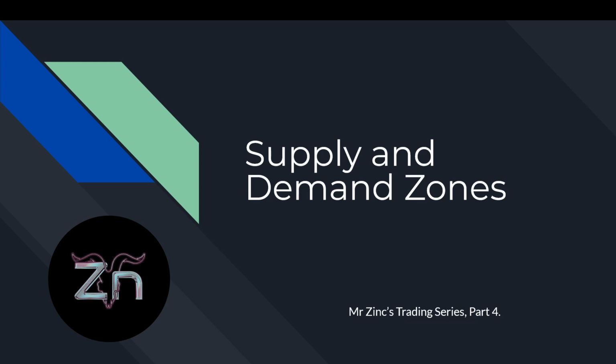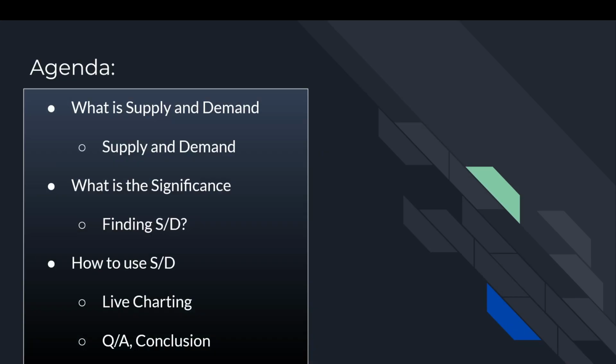Supply is where sellers are selling, and demand is where buyers are buying. It's really the same as significant levels, only it's a range rather than one flat level, and then the channel is perfectly sideways. So the agenda for today is: what is supply and demand, the significance of it, finding supply and demand, and then how to use supply and demand. We'll do some live charting, then the Q&A and conclusion at the end as always.